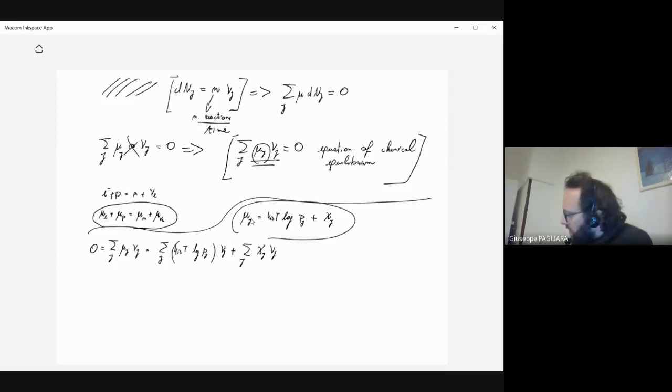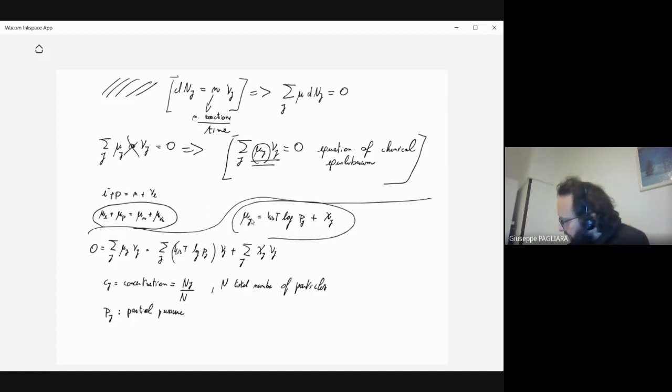Let me introduce a quantity, which is the concentration of particle cj. Is the concentration, and by definition this is the number of particles j divided by the total number of particles, where n is the total number of particles. And let us introduce also this pj, which is the pressure of the j component. This is called partial pressure. And the total pressure is the sum over all the pressures. So the total pressure P is the sum over j of pj.